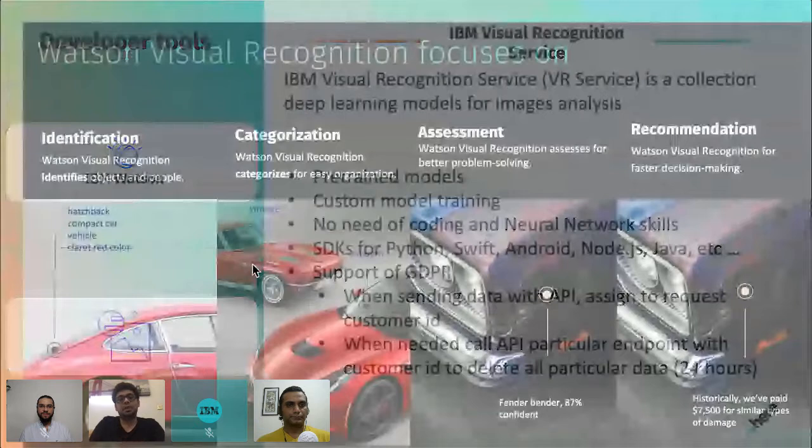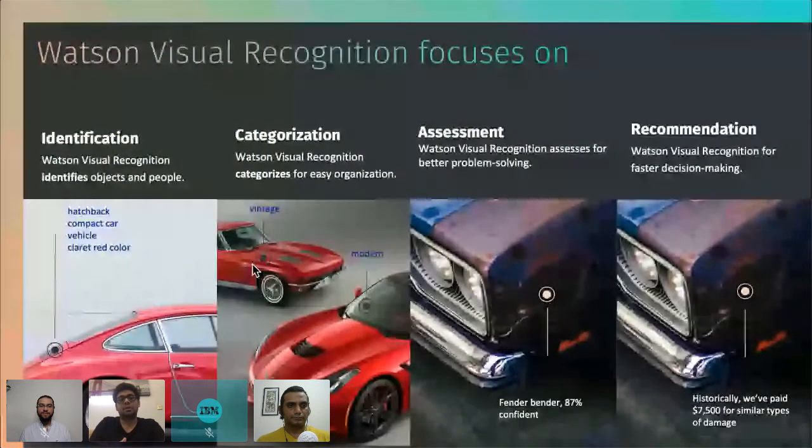So what does Watson Visual Recognition focus on? First of all, it focuses on the identification. It identifies objects and people. The categorization of what category does this image belong to. Maybe if I'm uploading a pizza, pizza belongs to food. That's our category. Food is a category.